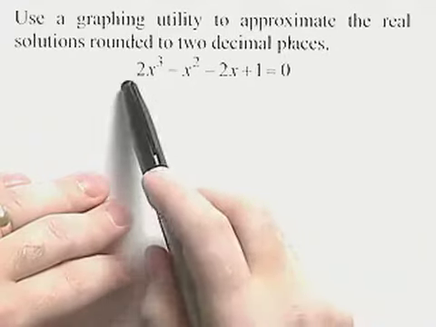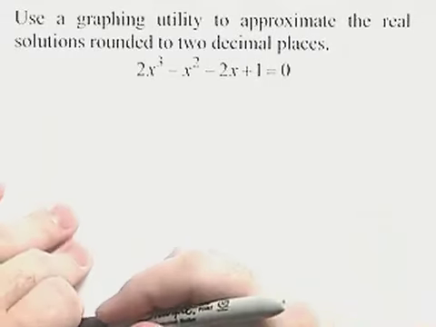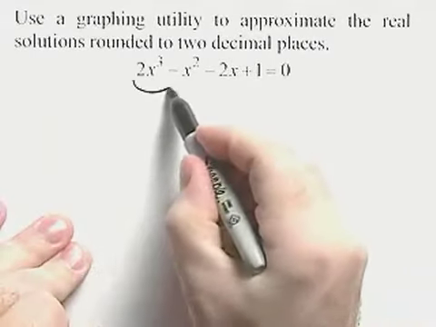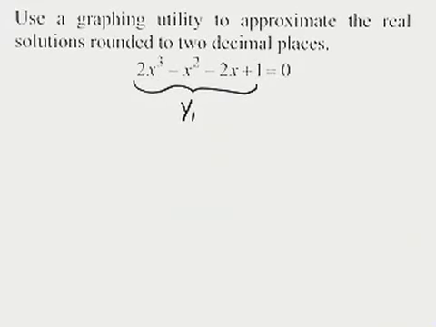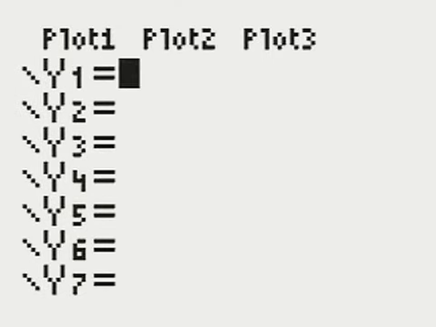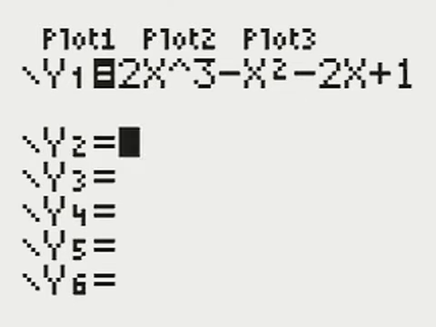Since the equation is set up where the left side is equal to 0, in our graphing utility we're going to just put in this left side as y1 in our y equal to screen. So here in our calculator, we go to our y equal to screen and we'll type in 2x to the third power minus x squared minus 2x plus 1.